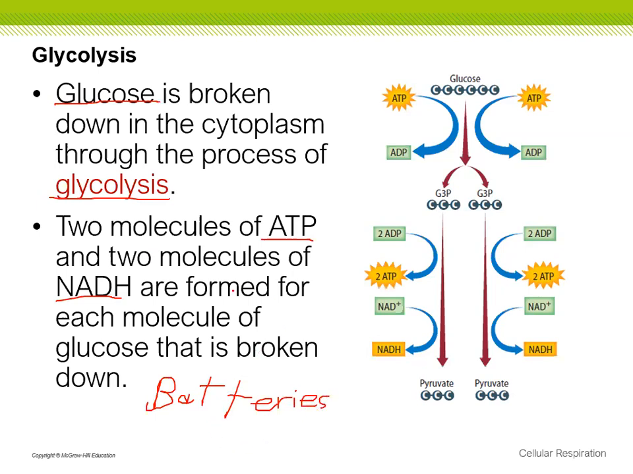So we have one molecule of sugar. It gets broken into four things. So you get one molecule of sugar and it's broken into two of those ATPs and two of those NADHs.